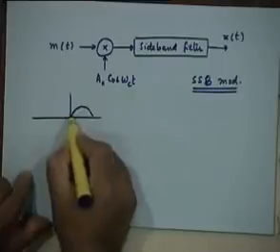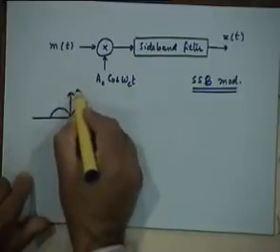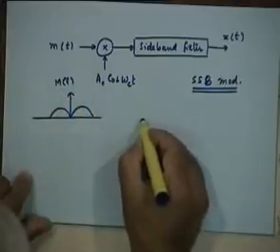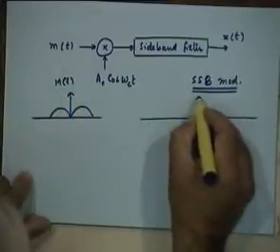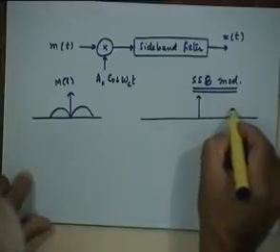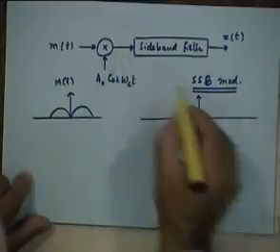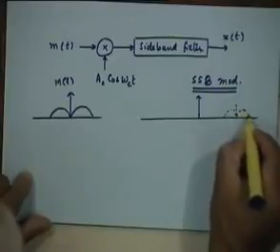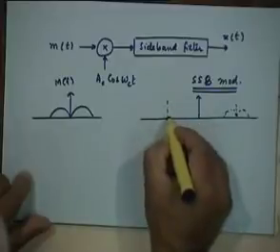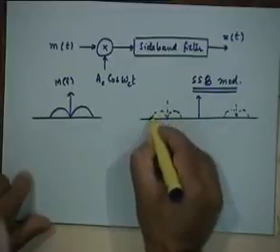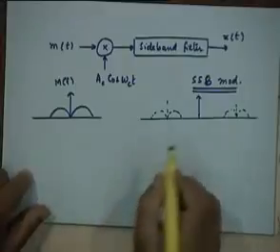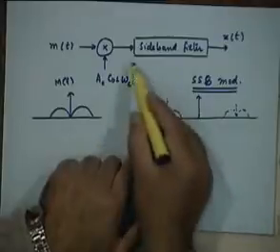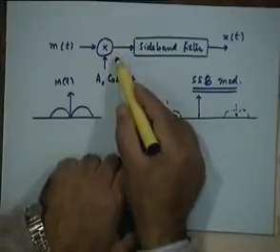Let's say this is the spectrum of the message waveform, M(f), right? And the modulator output, if at this point you would have got something like this, right? This would have been the spectrum of the double sideband signal that is coming here.